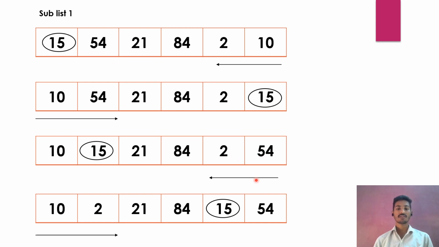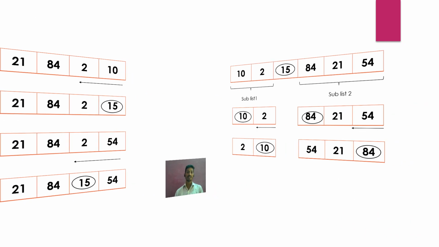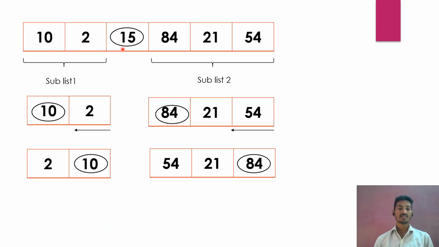And next we have to scan from right side to left. Scanning from right to left, we observe that the second element 2 is less than 15. So we have to swap both 15 and 2. We will get this array. We have to scan from left to right in this array, and we will get this resultant array. Here we can observe that 10, 2 are less than 15 on the left side of the pivot element and 84, 21, 54 are greater than 15 on the right side of the 15. Clearly we can observe that the pivot element is placed in its correct position.